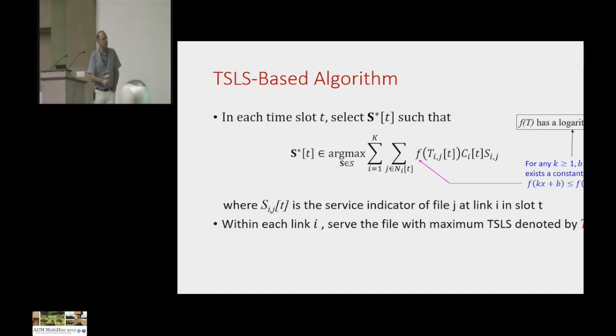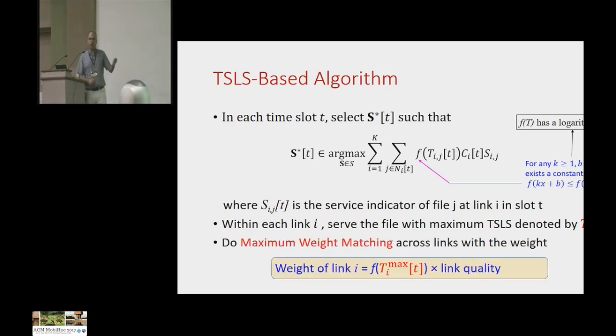So what it does is it basically within each link, whenever a service is to be given for that link, you just serve the file that has the largest time since last service. So you just serve the one that has been waiting for the longest since its last service. And how to choose the link to activate is governed by this f value evaluated at the maximum for that link times the link quality captured by the on-off state, right? So this is the kind of a split of how to serve within a link and how to choose the links to serve.